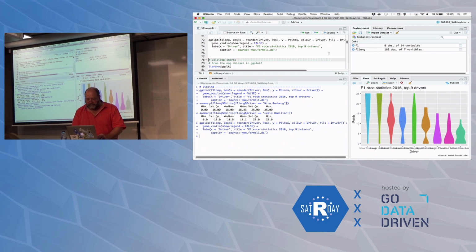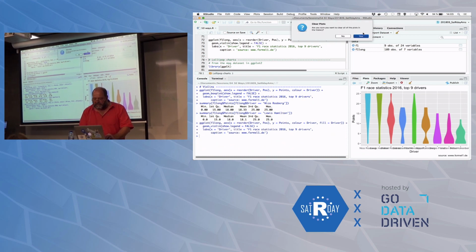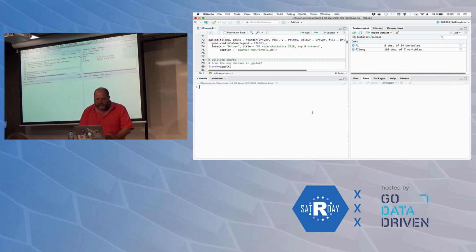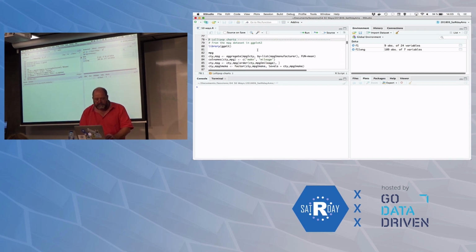All right. I have to clean up a bit in between because otherwise my memory gets cluttered.